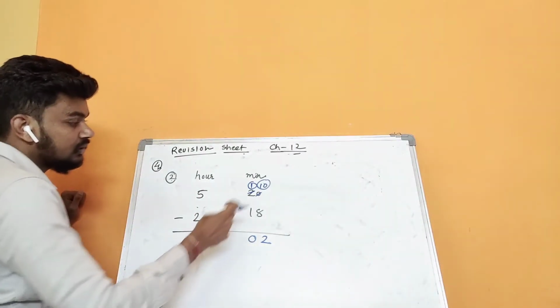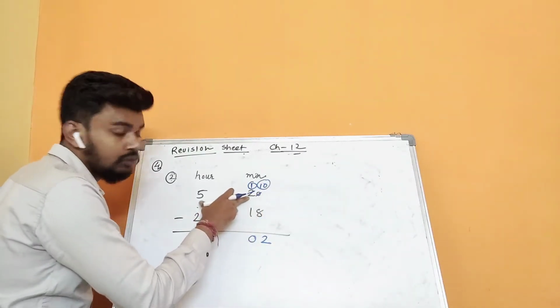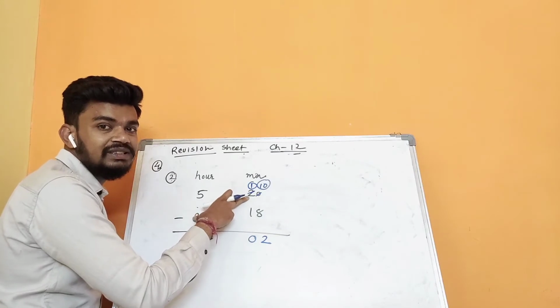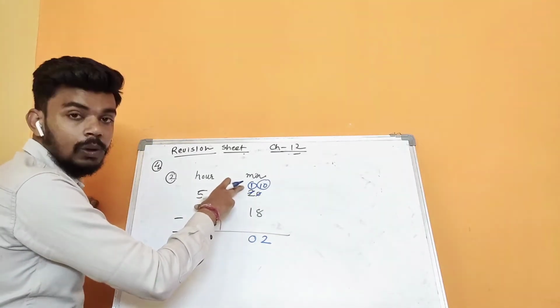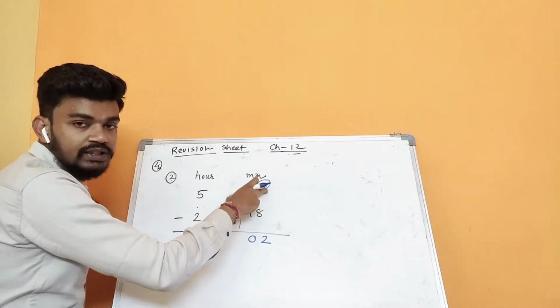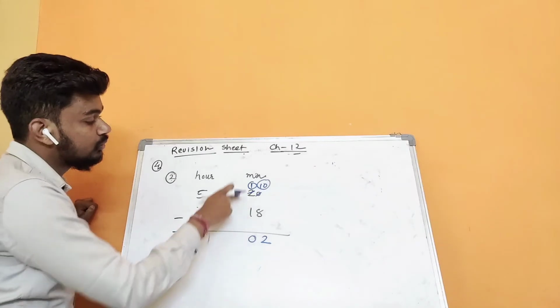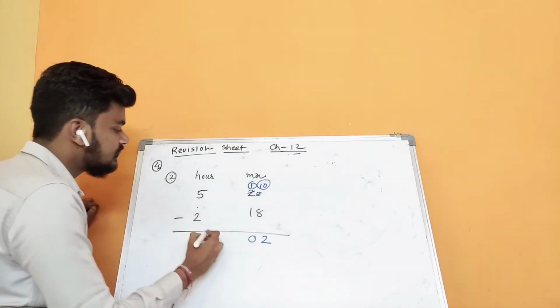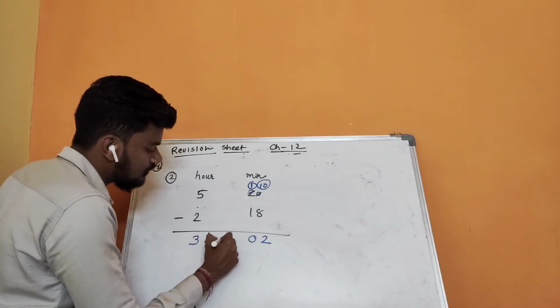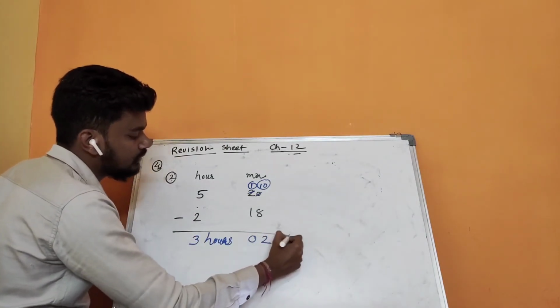I am repeating the steps. 0 minus 8 cannot be done. So we have to take the borrow from the previous number, which is 2. So ये जो 2 है वो कट होकर हो जाएगा 1 और यहाँ पर बोरो आ जाएगा 10 का. So 10 minus 8 remains 2. 1 minus 1, 0. 5 minus 2, 3. So the answer is 3 hours and 2 minutes. Right?